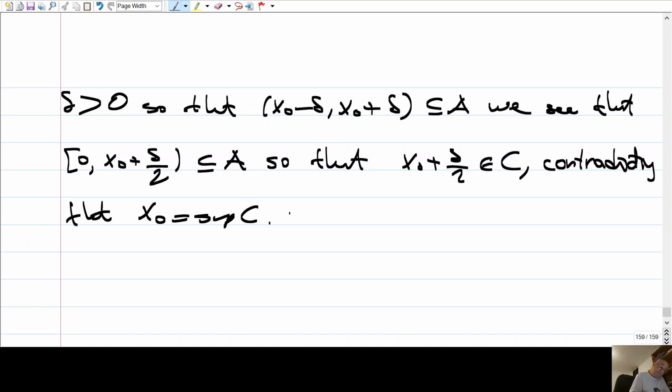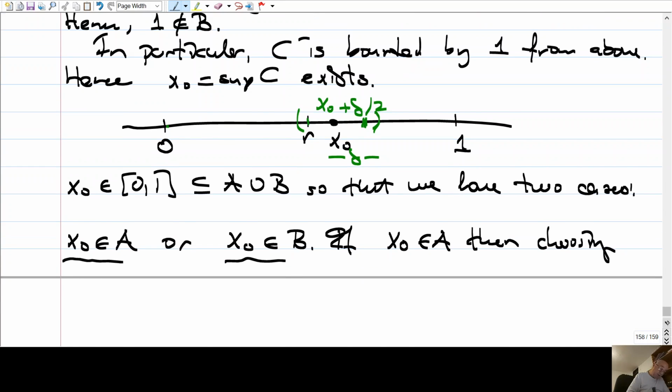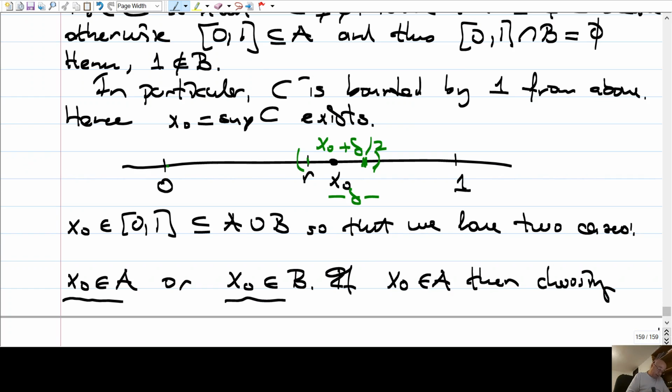So hence x0 cannot belong to A. Here I said x0 is either in A or B, and if x0 is in A, then we ended up with a contradiction. Hence x0 cannot be in A, so x0 should be in B. But that will give another contradiction.